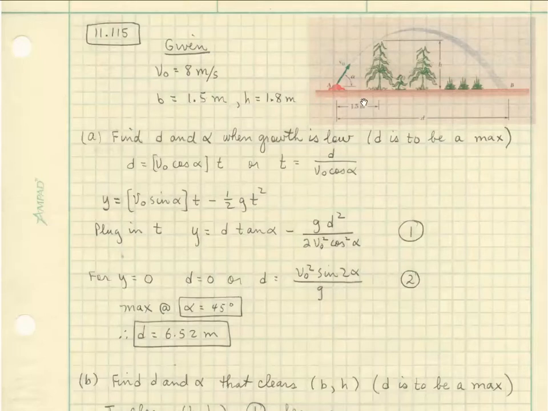This distance here for the highest and closest corn stalk, or whatever this crop is going to be, is 1.5 meters. And then H is going to be this height out here, which is 1.8 meters.